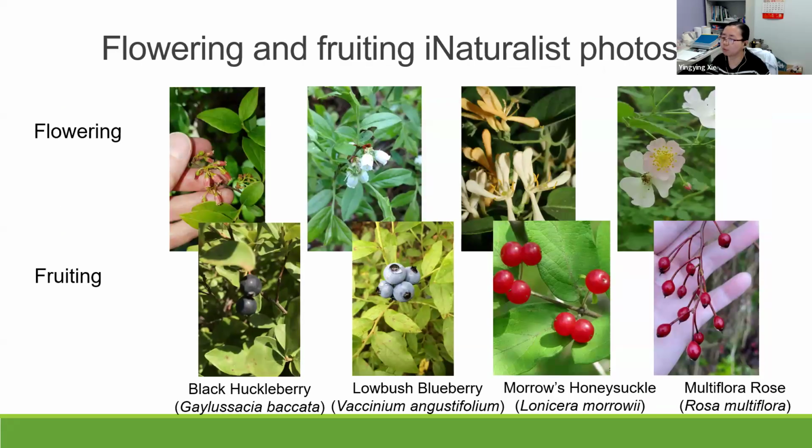Those are the 4 species we focus on: black huckleberry and low bush blueberry, which are native, and Morris honeysuckle and multiflora rose. We chose those 4 species because they have the highest number of records available. I also don't think we had more time to process other species, but maybe in the future we will work on other species.